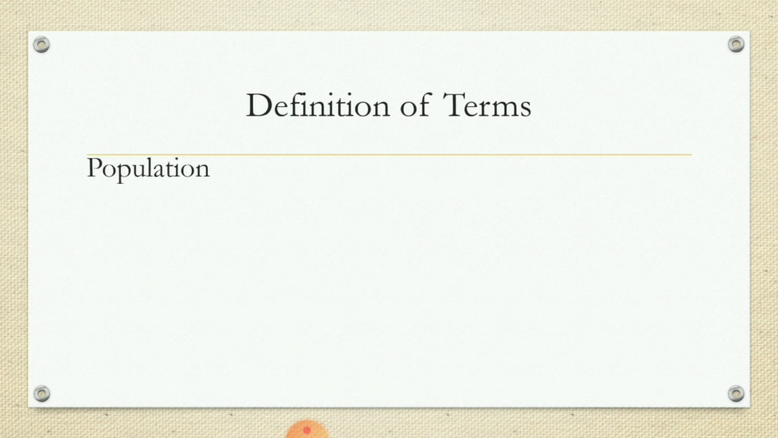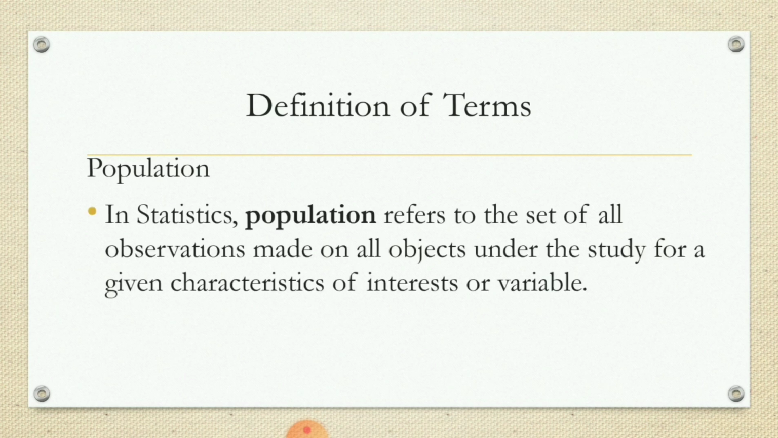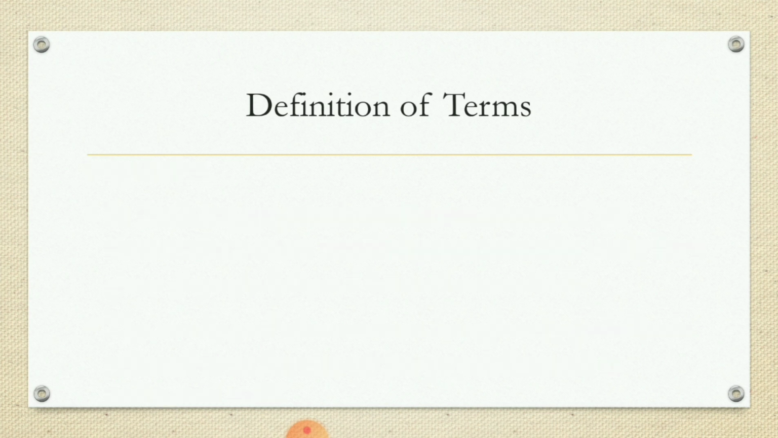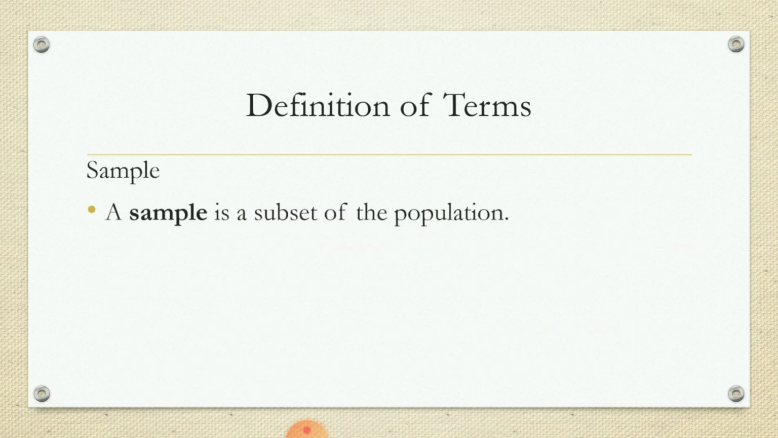Next, let us discuss population. In statistics, population refers to the set of all observations made on all objects under study for a given characteristic of interest or variable. The number of observations in a given population is referred to as the size of the population and is designated as the uppercase N.